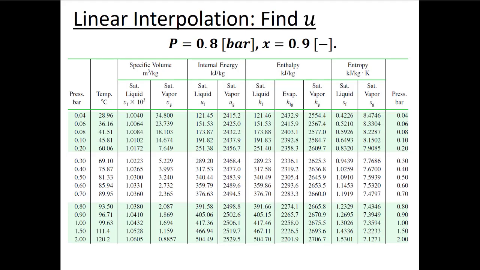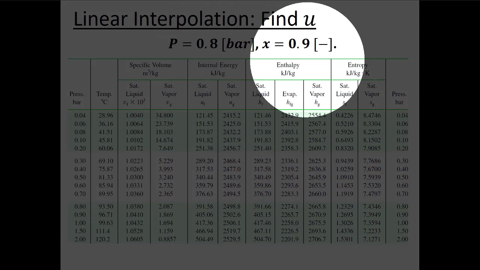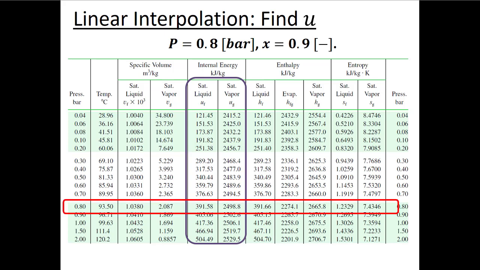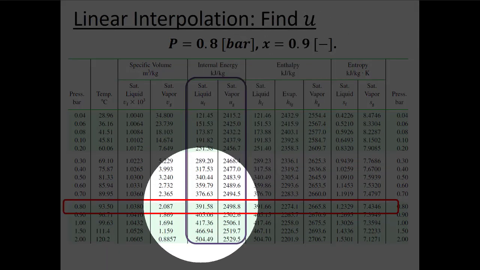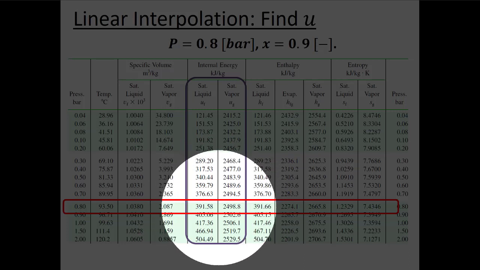Here, I want to find the specific internal energy if the pressure is 0.8 bar and the quality is 0.9. I know I'm looking for specific internal energy. It's got to be between the saturated liquid value and the saturated vapor value, and we know that this is at 0.8 bar. So we're going to be between 391.5 and 2,498. Notice the difference here between the energy per unit mass.